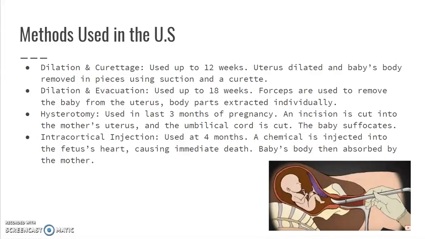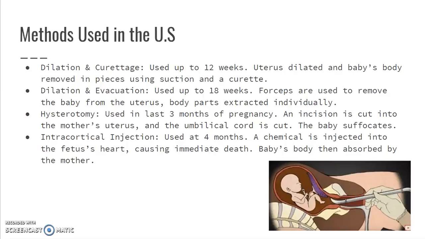extracted. There is a hysterectomy, which is used in the last 3 months of pregnancy, so this is a very late-term method. And in order to do this, an incision is cut into the mother's uterus and the umbilical cord is cut. As a result of this, the baby then suffocates inside the uterus and is then extracted.